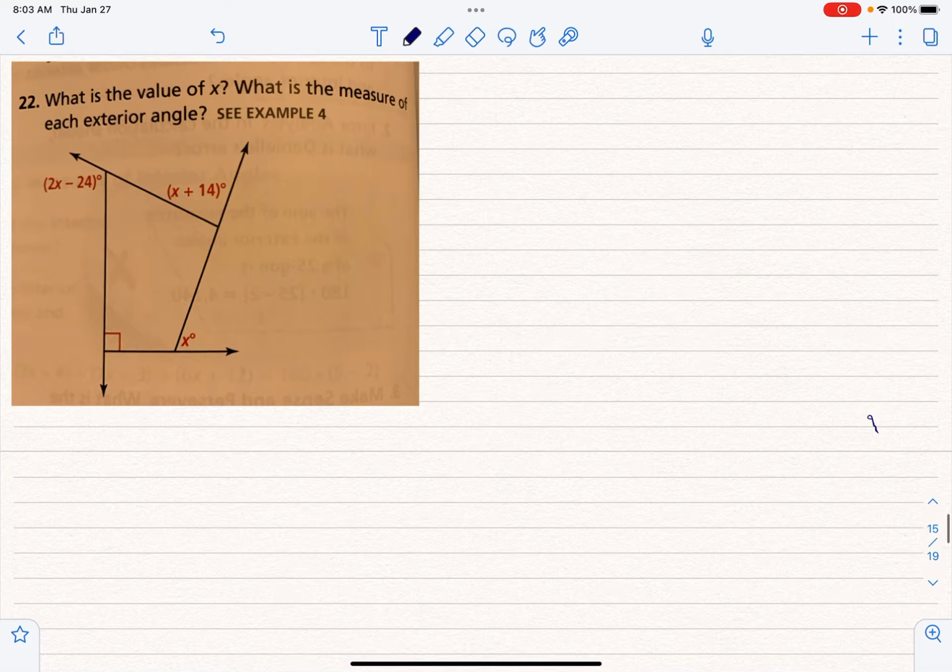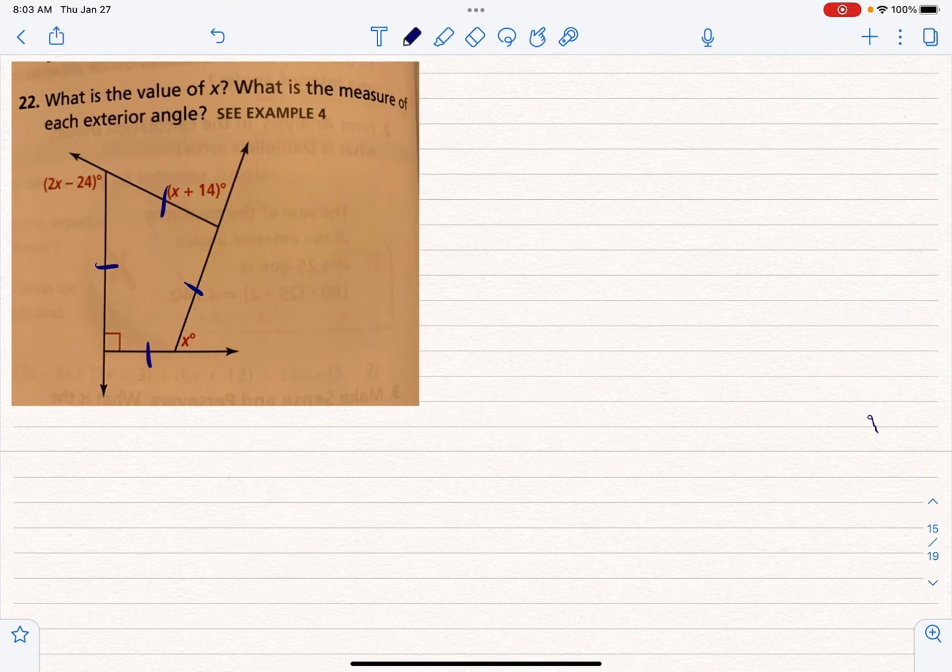Number 22, that is a quadrilateral. It's got 4 sides. 1, 2, 3, 4 sides. It's irregular. All the sides are different. All the angles look pretty different. And so what we're going to do with that is figure out what we can figure out.